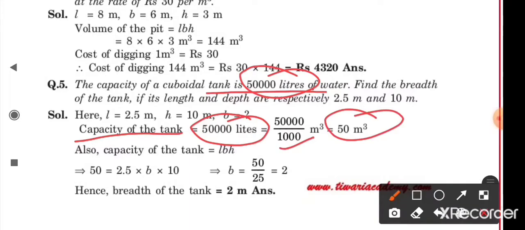Now capacity is given in meter cube, and L and H are given but B is not given. You will substitute all the values. Capacity is volume, L is given, H is given but B is not given. You will substitute the values and you will find the value of B for this question.